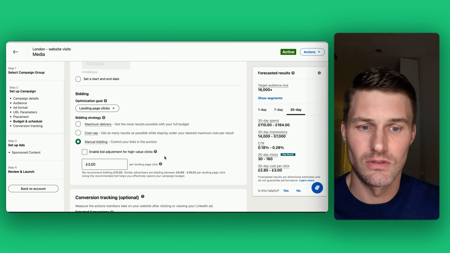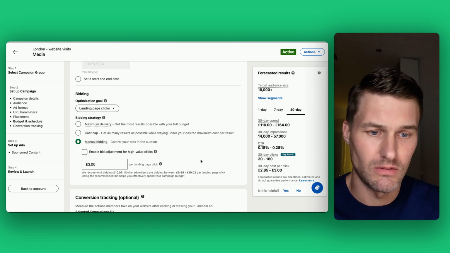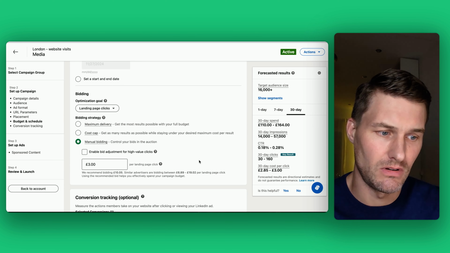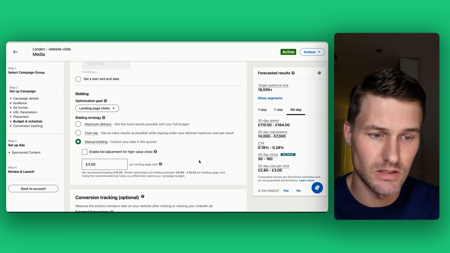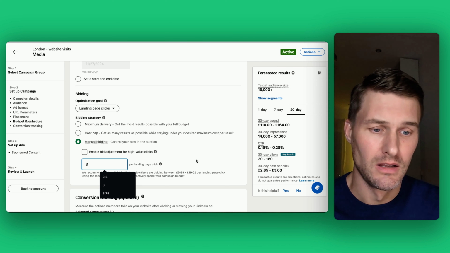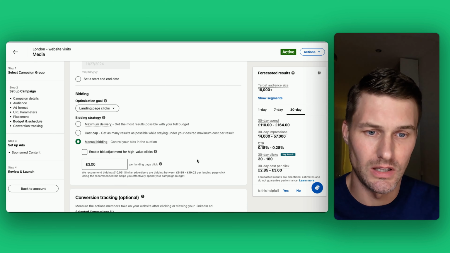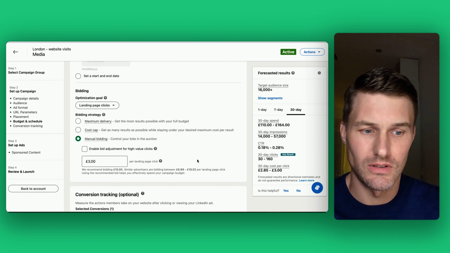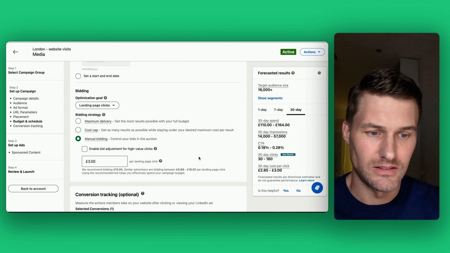I could go into the details why maximum delivery is bad, or some other things. But if you just go on LinkedIn or look at other YouTube videos, you're going to see many cases of maximum delivery spending a ridiculous amount of money per click. In this case, I'm bidding £3 per click, and if I'd set it on maximum delivery, it probably would spend £10 per click. So if I had £20, I'd probably get only two clicks per day instead of 8 to 10 clicks per day. So it's a massive difference.